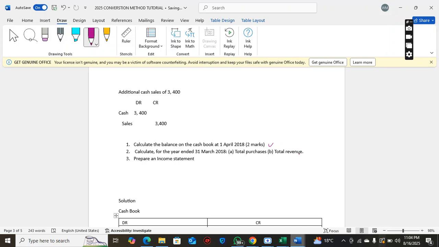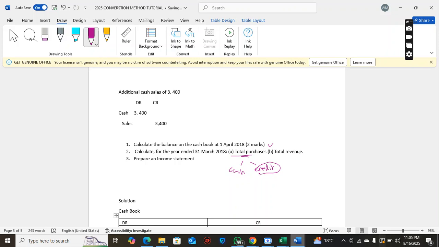So we have to get the total purchases. These purchases, colleagues, include the cash purchases and they also include the credit purchases. The cash purchases, we've got information about that, but we don't have information about the credit purchases. This is what we're now looking for. The credit purchases, you're going to derive that from the payables control account.